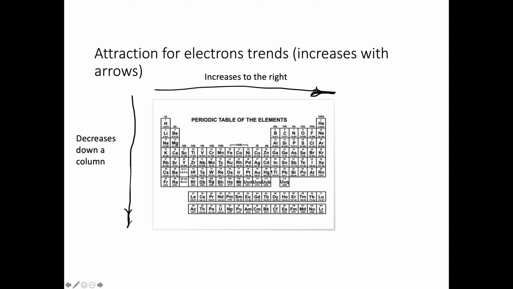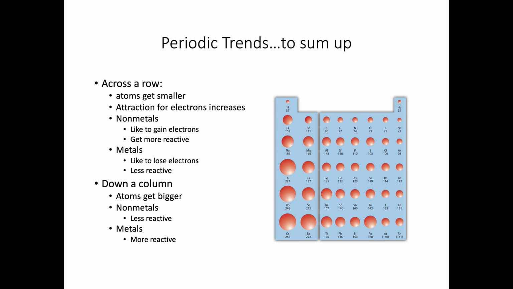Now, why is that important? Well, let's see what the next slide is. We're at a good stopping point. Just to sum this up, okay, then we'll stop and do the last video. As we go across a row, atoms get smaller, so attraction for electrons increases. Now, let's put it together.